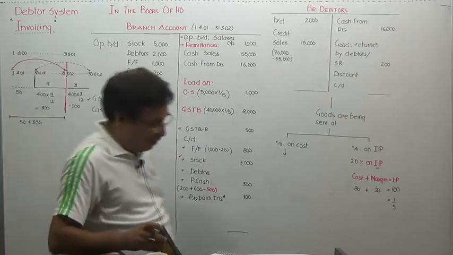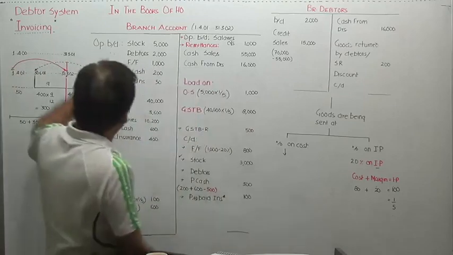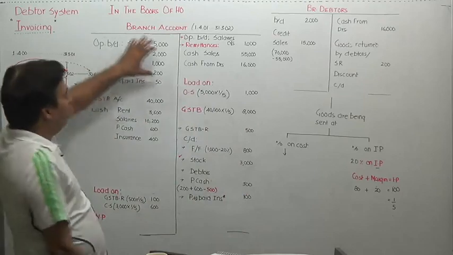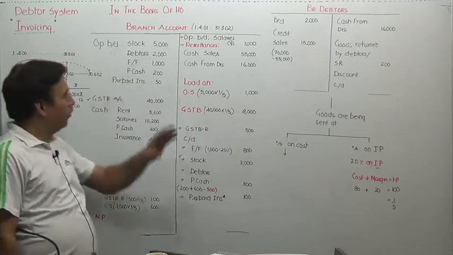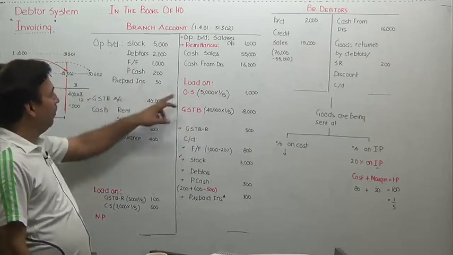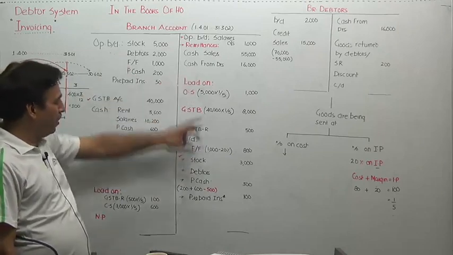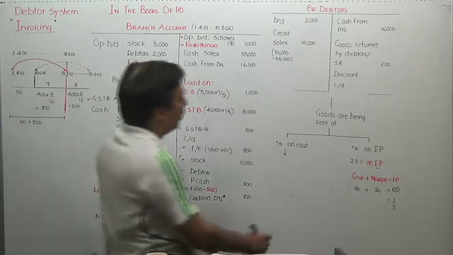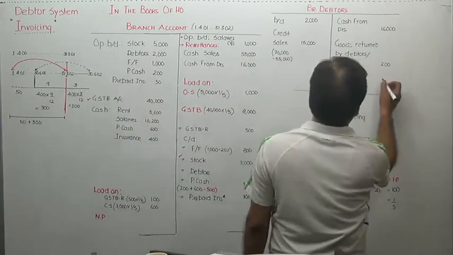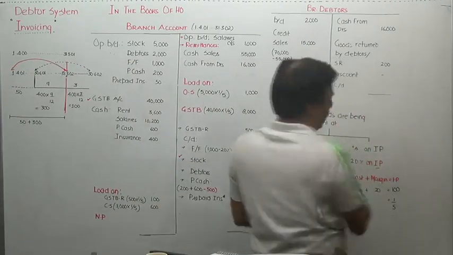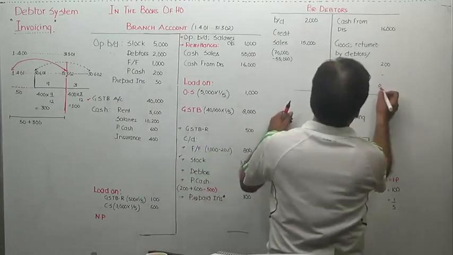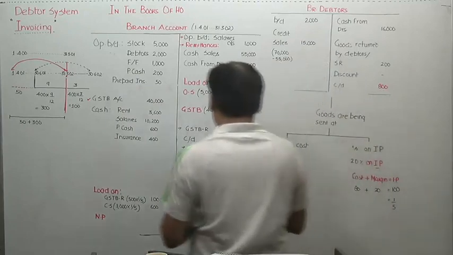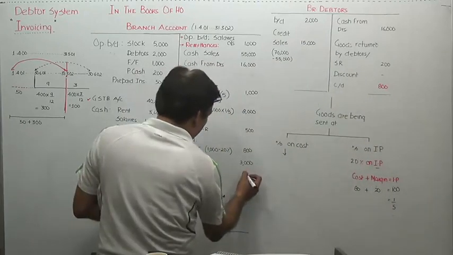In this question, most of the things have been done now. So, first of all, we will have to make a check with respect to debtors. Opening balance is given, cash received from debtors is given, but closing debtors are not given. So, we are going to tally this account and we are going to get what we call the balancing figure of 800 rupees. So, this is our balancing figure.